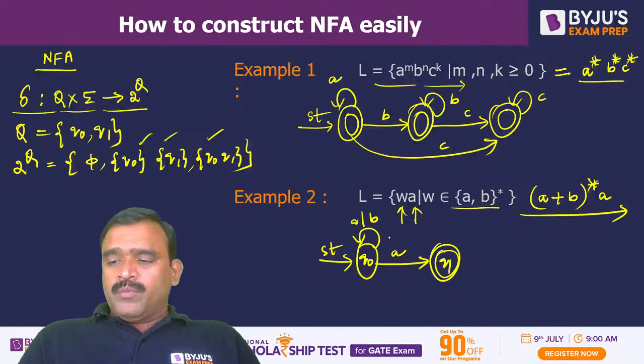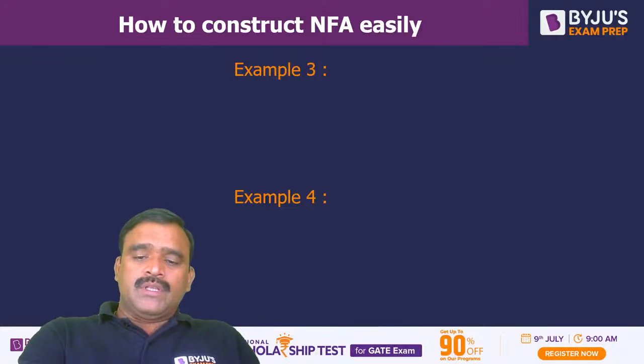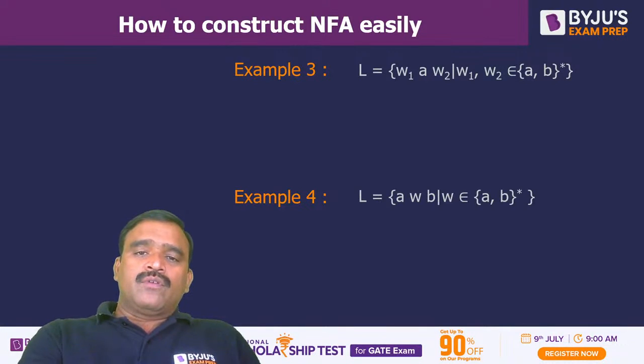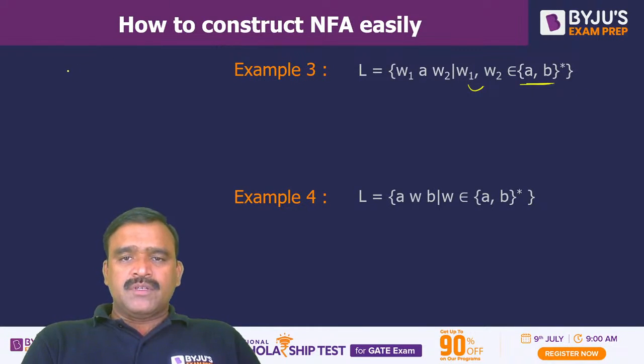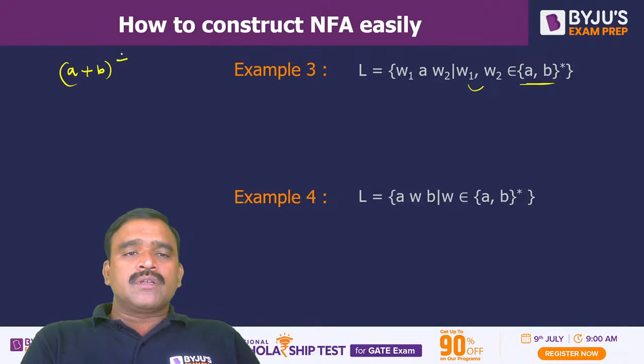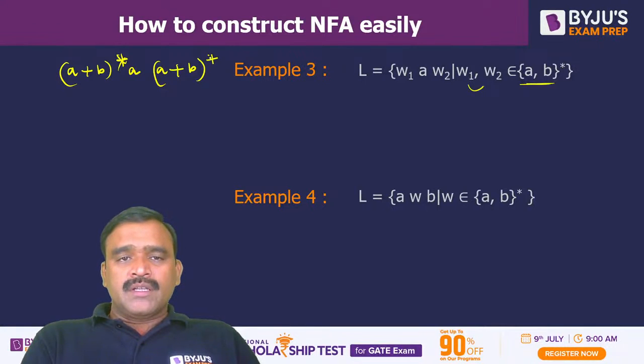Okay, now I hope you understood. Now let's move on to example 3 and example 4. So w1 a w2, where w1 and w2 are any combination of a's and b's. The regular expression for this would be: w1 can be any combination of a's and b's, so it is (a+b)*. Then there is a constant a, followed by w2, which can also be any combination of a's and b's. w1 and w2 need not necessarily be the same, even though it is the same alphabet. For example, (a+b)* could give something like ba, or you may have aa also, but in between we have a.